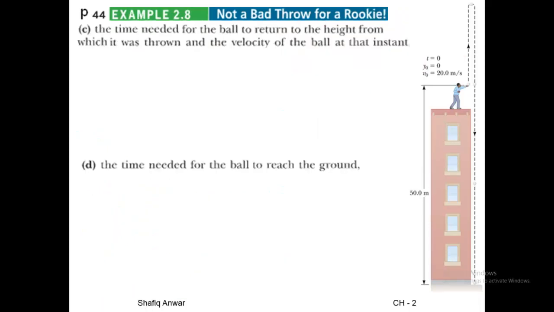Then part c. Find the time the ball takes to return to its initial position. It's interesting. You start from here and you are going up. Height is increasing. Once you come back, height is decreasing. Once you reach the same point, what is the height? Height is 0. Keep in mind, height is 0 when it reaches the same point.